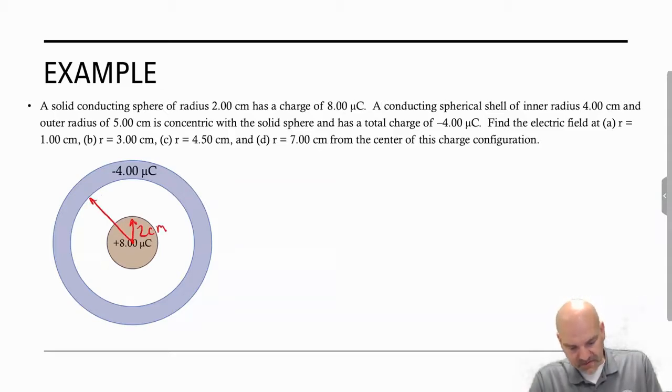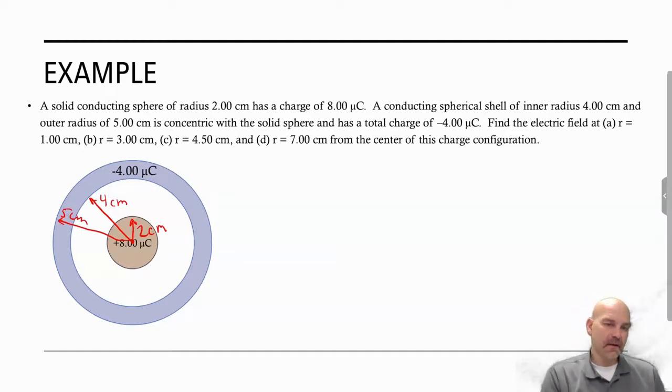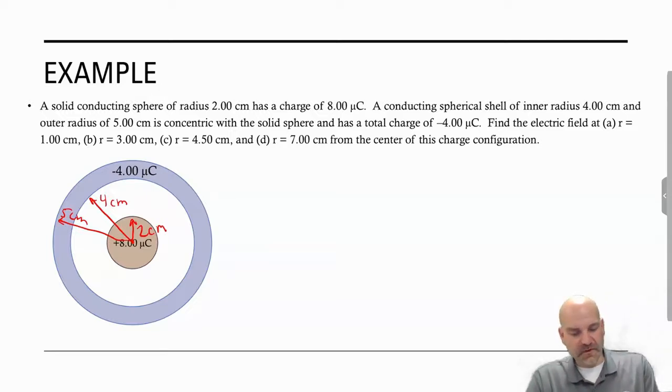I'm going to mark these because it's very important. If a question talks about finding the E field at a certain point that's less than 2 centimeters, the E field is going to be 0 because it's inside the conducting sphere. If it's inside the shell, between 4 and 5 centimeters, the E field is also going to be 0 because that is a conducting shell. So let's figure out the E field.